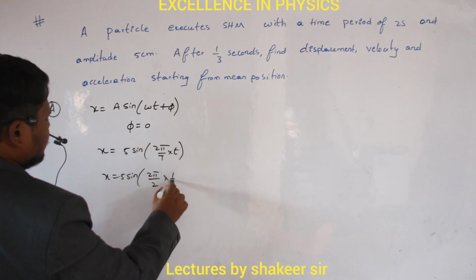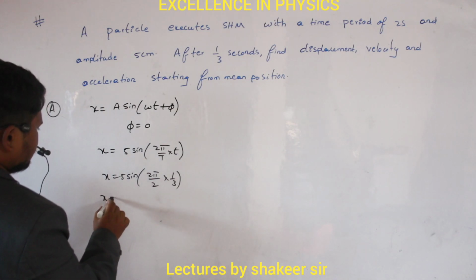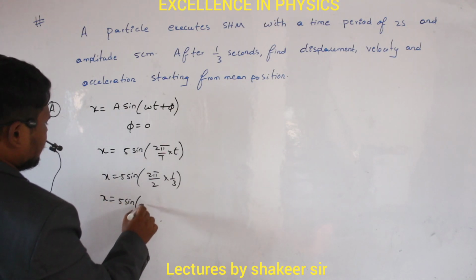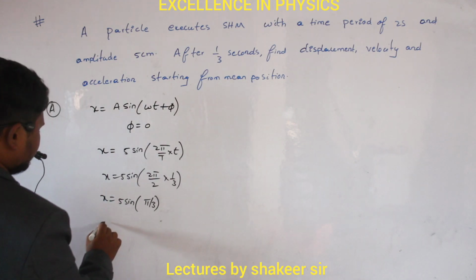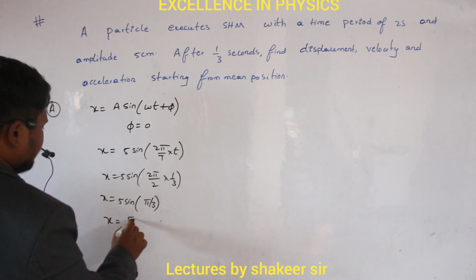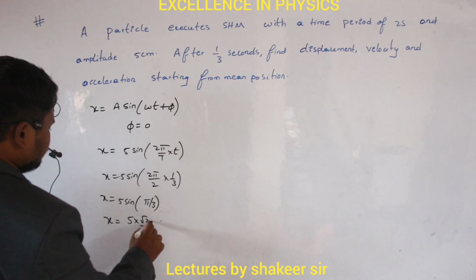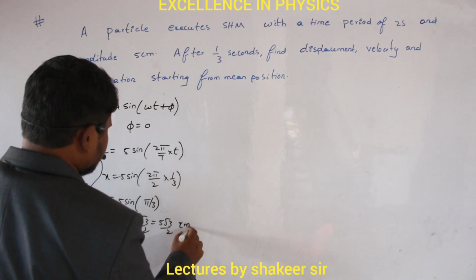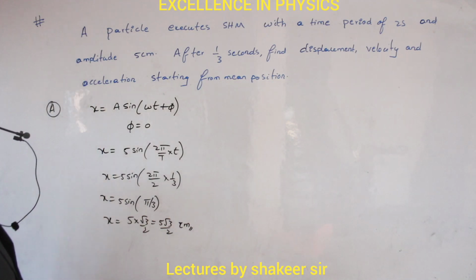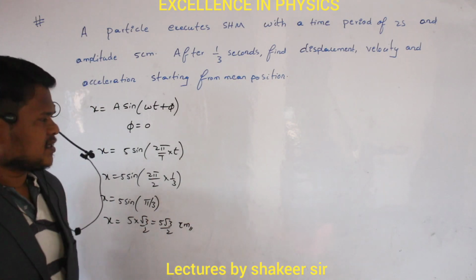And at what instant? 1 by 3 second. So x is equal to 5 sin(π by 3). π by 3 is nothing but 60 degrees. Therefore, x is equal to 5 sin 60, which is root 3 by 2. So 5 root 3 by 2 centimeters. This is the displacement of the particle after 1 by 3 seconds.